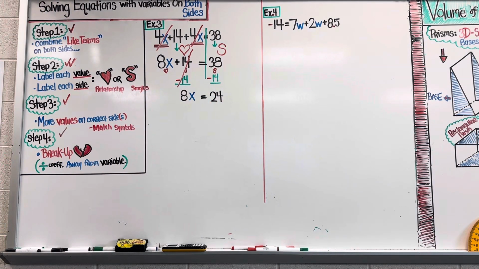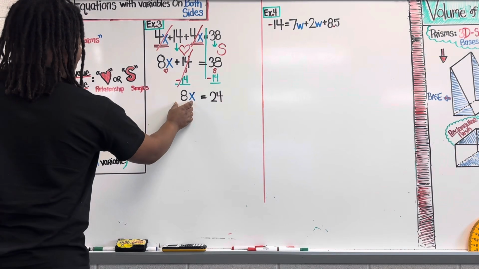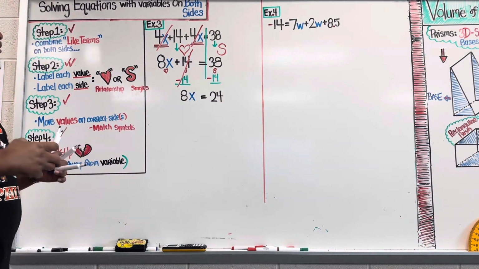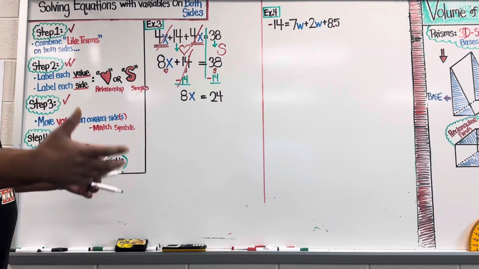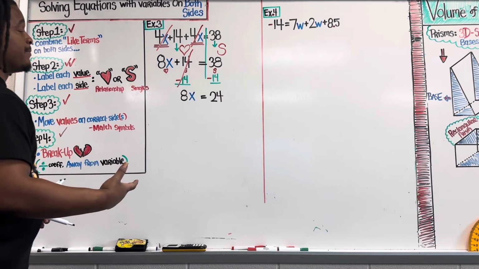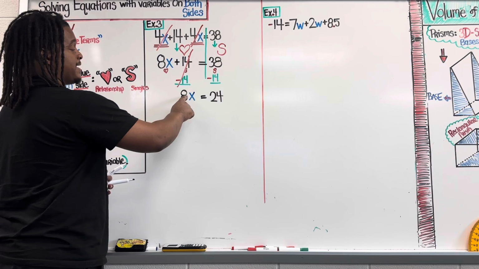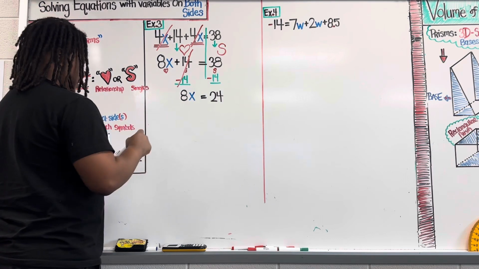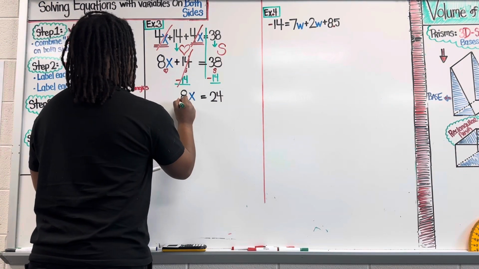8x equals 24. And the last step, guys, is the breakup step. That's where we're going to divide the coefficient away from the variable. So we're going to break up 8 and x. Think about a relationship. You're in a relationship, then you break up. And remember, guys, the operation between them was 8 times x. So if they're breaking up, the operation to break them up will be division.